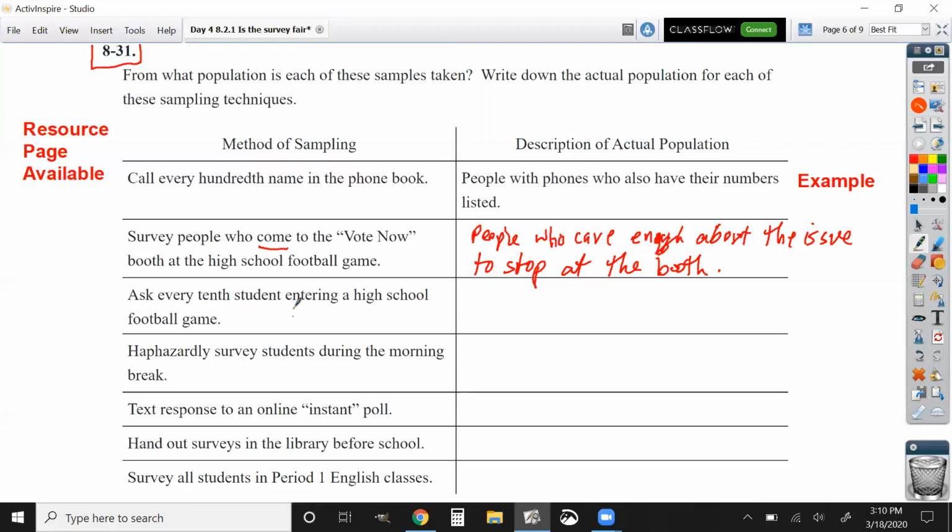Next, if you ask every 10th student entering a high school football game, okay, that's a little bit better. You're asking pretty randomly, but you're only getting kids that like to go to sporting events. So you might only get a sample of people that support athletics.